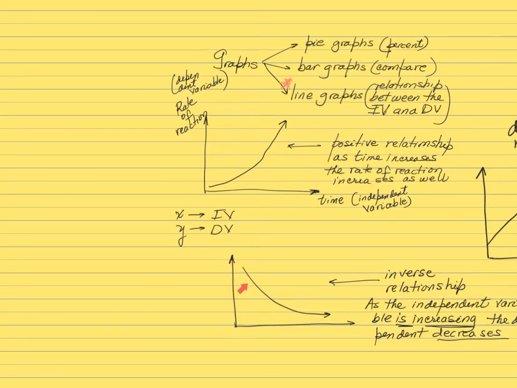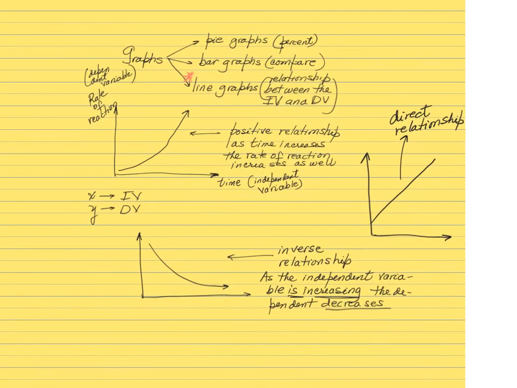Over here is the opposite. So if it's going down, we call that an inverse relationship. Why an inverse relationship? Because as the independent variable is increasing, what is going to happen to the dependent one is that it is going down.